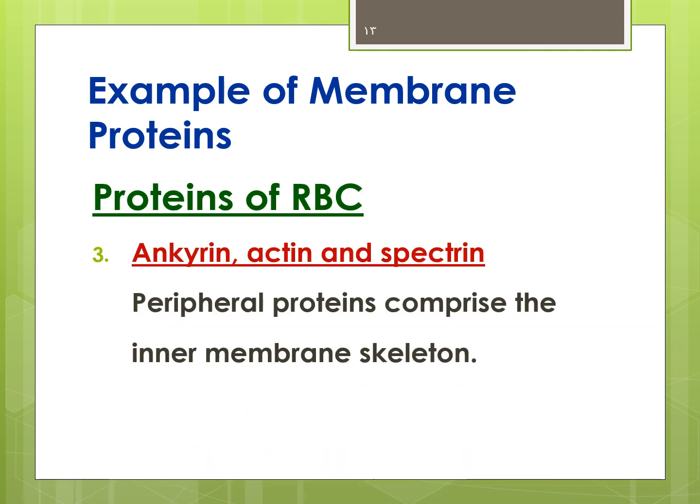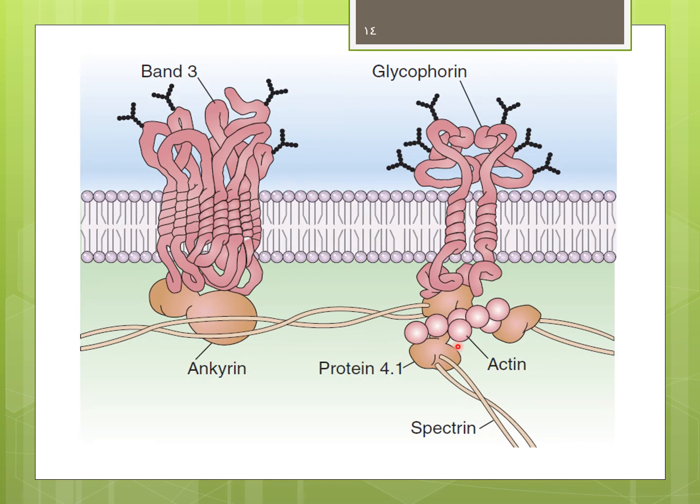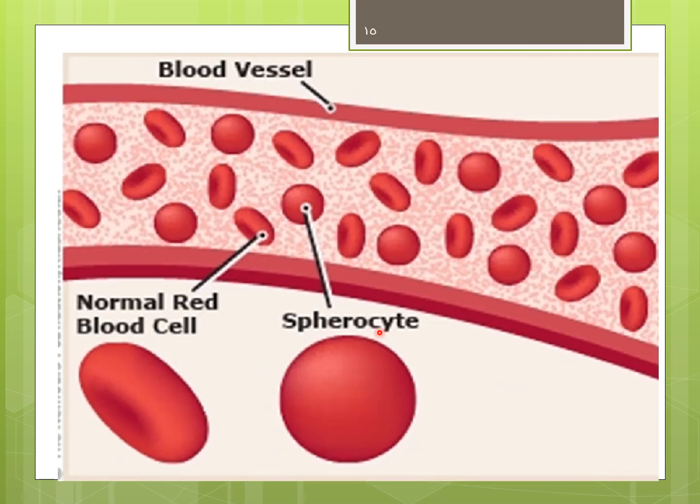What about the peripheral proteins? Ankyrin, actin, and spectrin are very important peripheral proteins. They comprise the inner membrane skeleton, forming the cytoskeleton of the RBC. So this is band 3, this is glycophorin, and these three, actin, spectrin, and ankyrin, comprise the cytoskeleton. These three proteins maintain the RBC in its biconcave shape. So this biconcave shape is maintained by the action of the cytoskeleton of the RBC, which consists of the ankyrin, spectrin, and actin proteins.